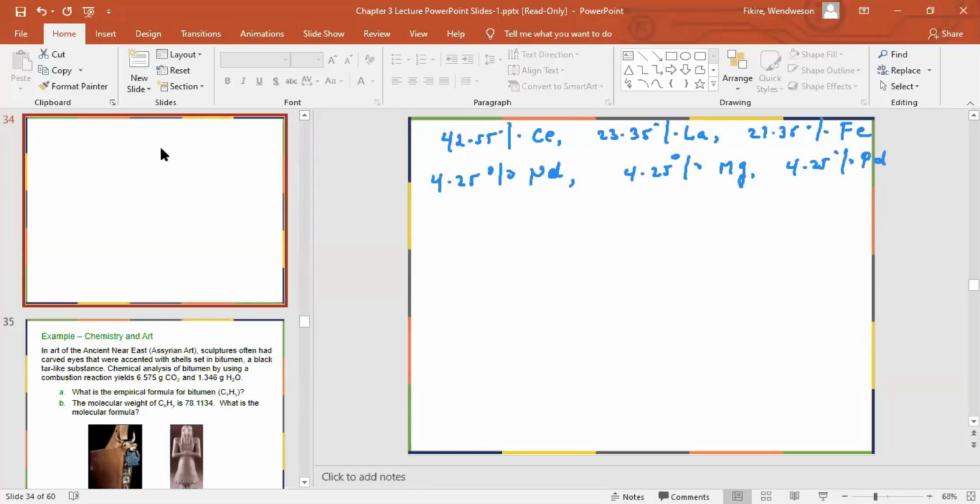Okay. To make it easier, we take the sample as if it were 100 grams, so that all the percentage values change into grams. So we have 42.55% of cerium. What is the atomic weight of cerium? I don't have a periodic table with me. It's 140.12. Correct. Then 23.35 lanthanum. It's 138.91. Okay. 21.35 iron. What's the weight of iron? 55.845.